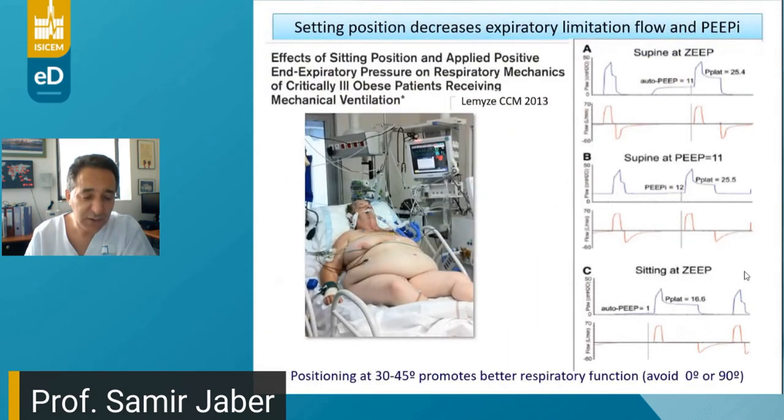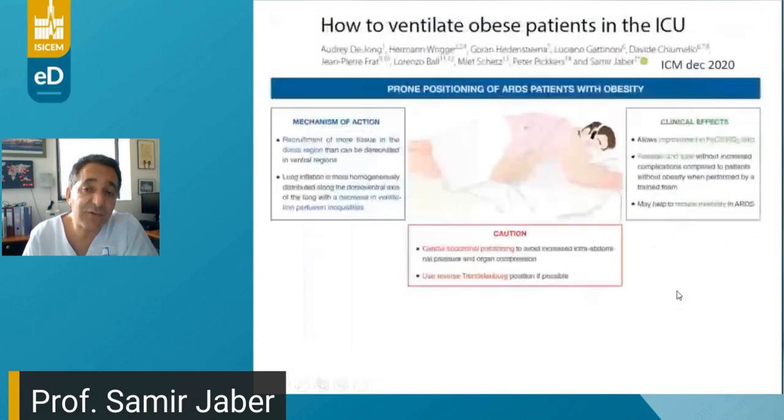The semi-seated position is very recommended, that means a position between 30 and 45 degrees in the obese patient. Like in the non-obese patient, this bed position has another benefit than prevention of lung infection: in this position, more than 30 degrees, you have a decrease of the expiratory flow limitation and a decrease of auto-PEEP, that is the intrinsic PEEP, as you see in this nice study.